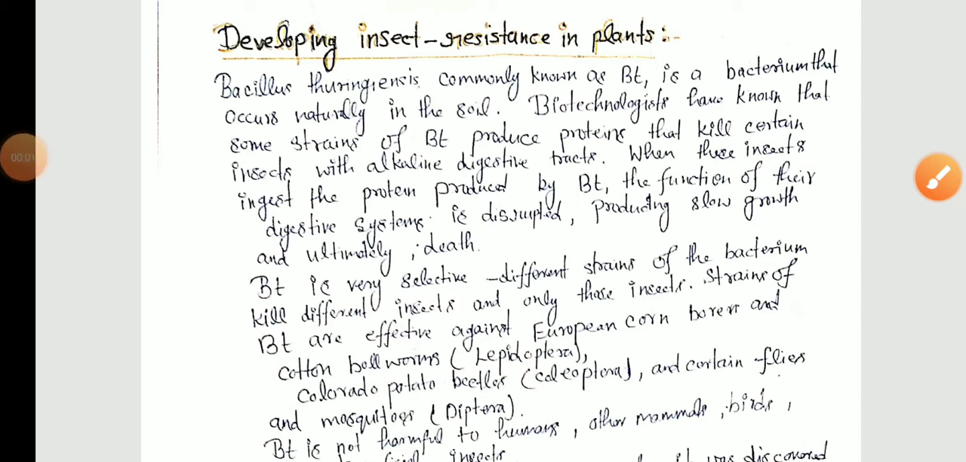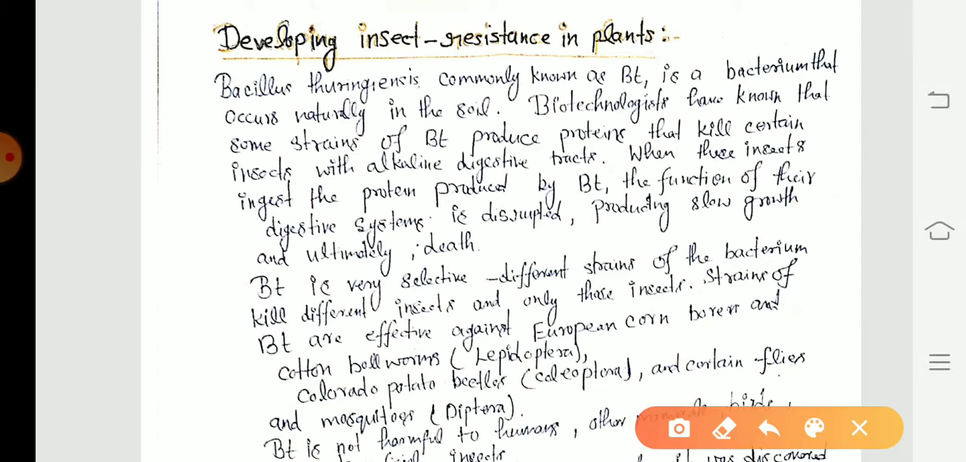Dear students, today I am going to discuss developing insect resistance in plants. Bacillus thuringiensis, commonly known as Bt, is a bacterium that occurs naturally in the soil. Biotechnologists have known that some strains of Bt produce proteins that kill certain insects with alkaline digestive tracts.